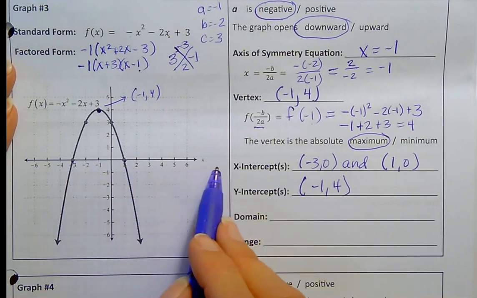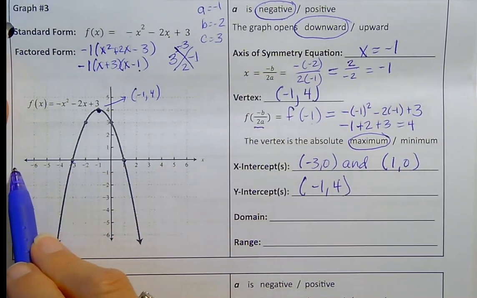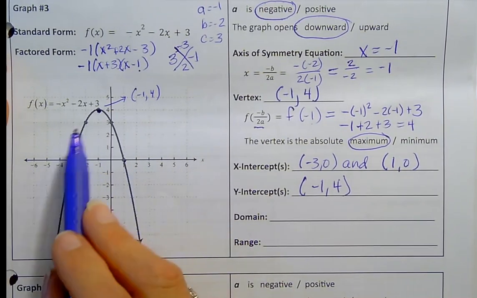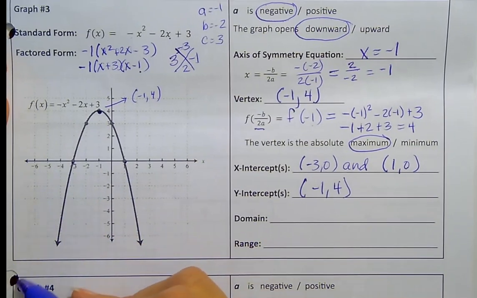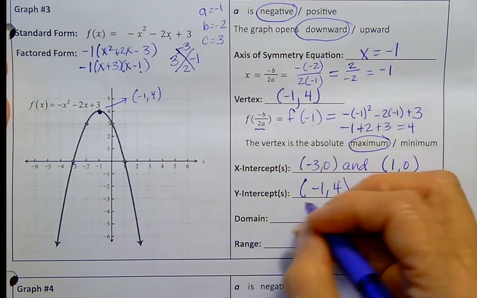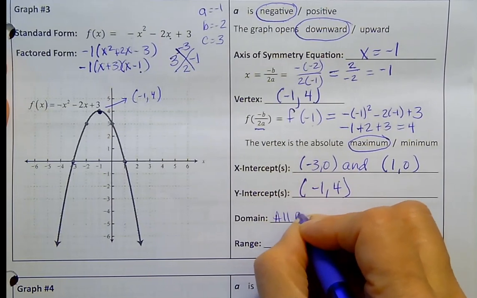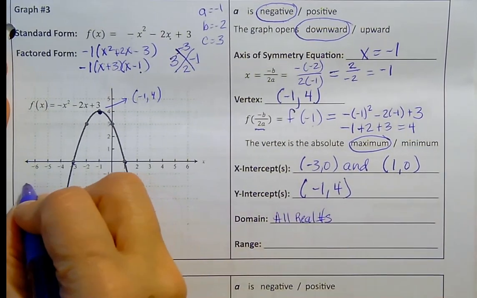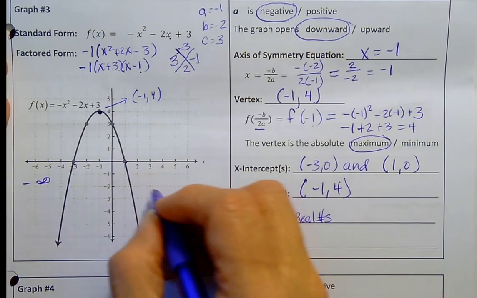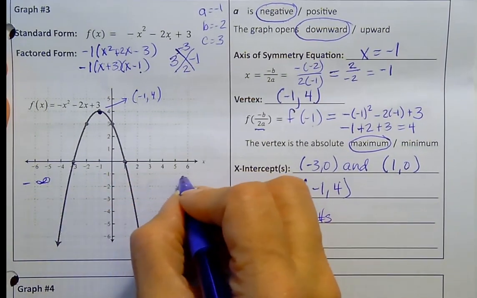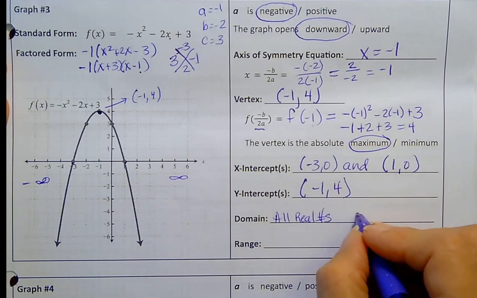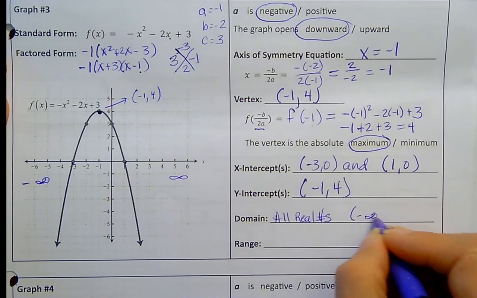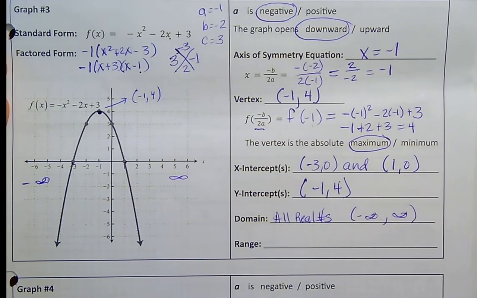I can plug in any x I want, right? -4 bazillion. I can plug it in and I'm going to get some y value. It's going to be way down low, yeah? Okay, so domain is all real numbers. Or we can say that we are inhibited by nothing, limited by nothing. We can go from -infinity all the way to +infinity. So we say that with interval notation, -infinity to +infinity.